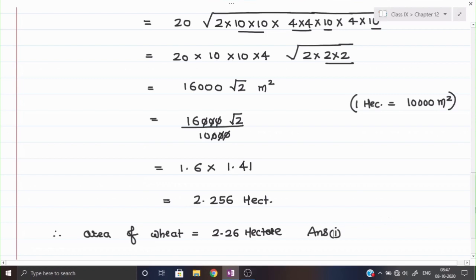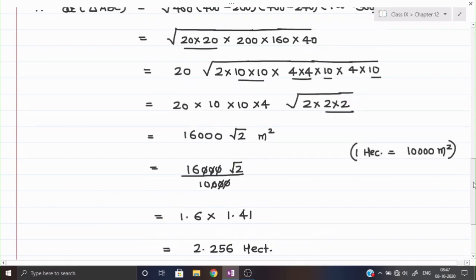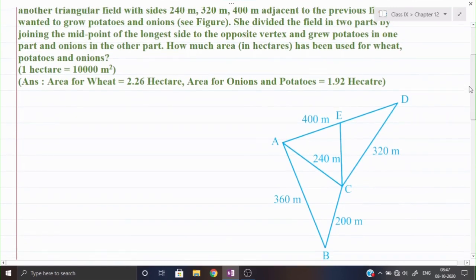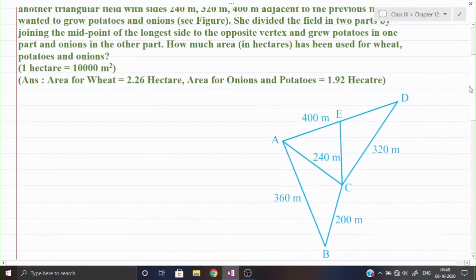Now see the second part. In the second part, see what they are saying to us. Once again we can check. In the second part they are saying triangle ACD, they have divided into 2 parts. One part is ACE and the second part is CED. So in ACE she may be going to grow onion, and in the other part she may be growing potatoes. So both the parts are the same. So if you find out any one part's area, the second part will have the same area.